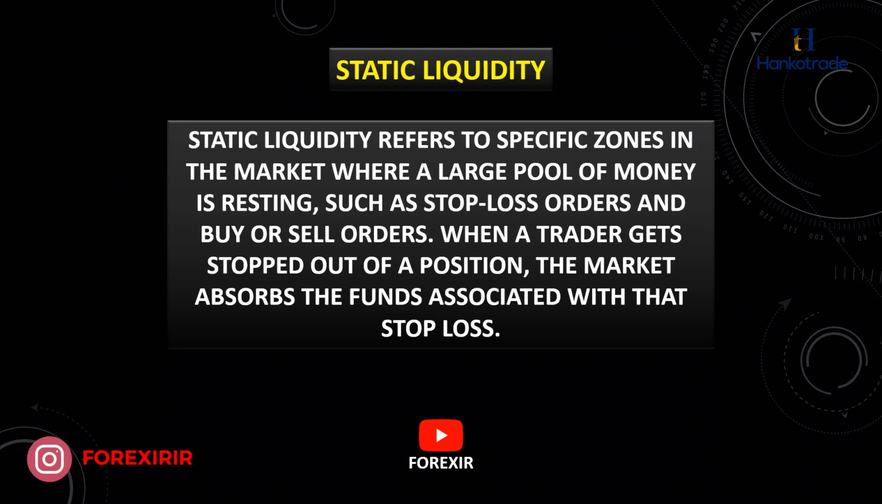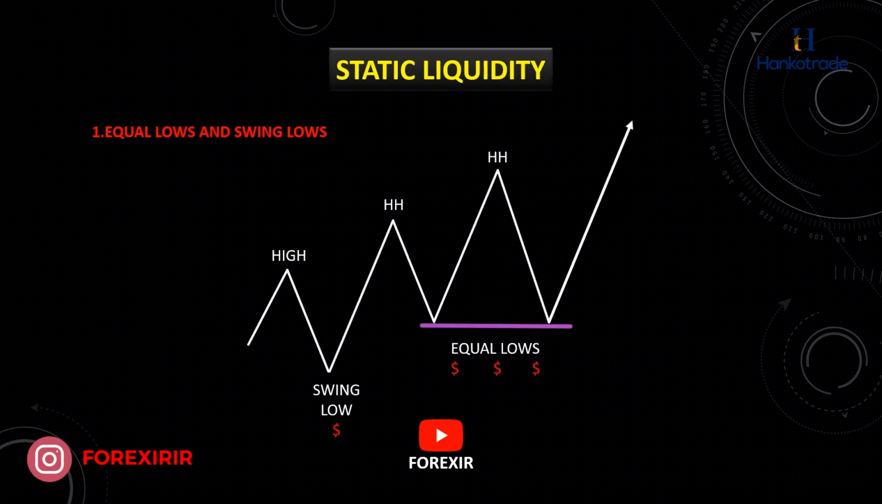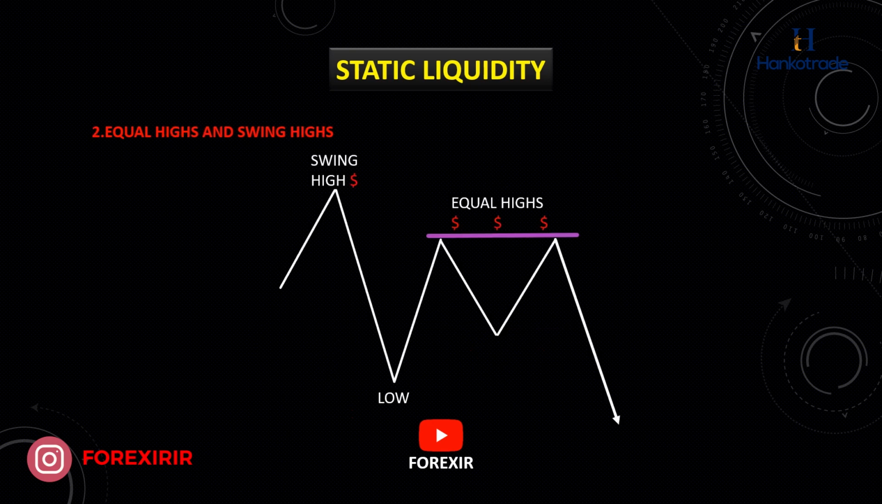To survive and thrive as a profitable trader, it is crucial to identify static liquidity on the chart. These areas where significant volumes of orders are present can provide insights into market dynamics and help prevent substantial losses. Liquidity can be identified in various areas on the price chart. 1. Below equal lows and swing lows. 2. Above equal highs and swing highs.